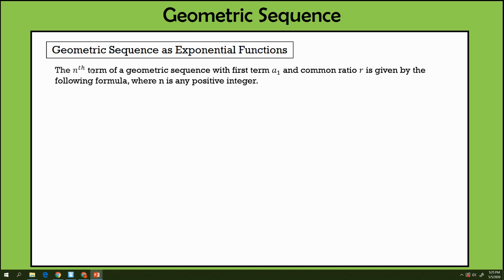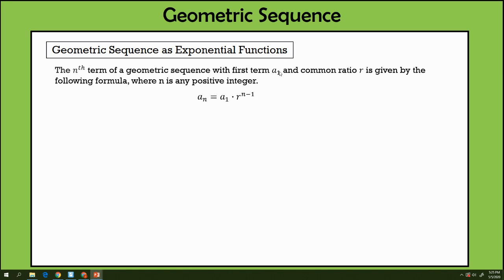Okay. Now, we're going to talk about a couple of new terms. Let me get through the definition, then we'll go back to it. It says the nth term of a geometric sequence, with the first term being a sub 1 and the common ratio of r, is given by the following formula, where n is any positive number. The nth term of the sequence means whatever term you want to see: the first term, second term, third term, fourth term, 50th term. That's what they mean by nth term, whichever one it is you want to see.